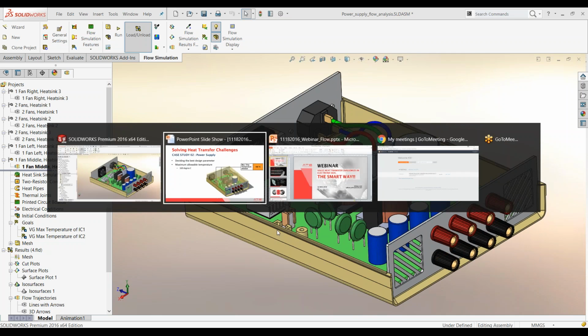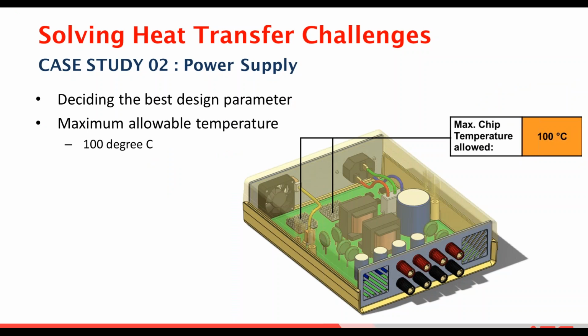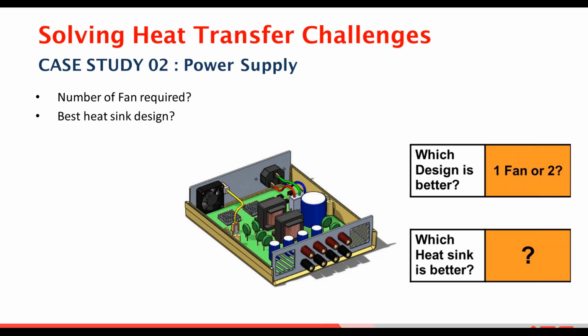To understand better, let's go back to the slides and consolidate and summarize what we have done. We have a power supply design, and we want to decide the best design parameters for achieving a maximum allowable temperature of 100 degrees C. The variable things that we can do here are the number of fans required, whether it's one fan or two fans. We can even position the fans in different locations to see the heat releasing performance. And then we also want to determine which is the best heat sink design in the system.